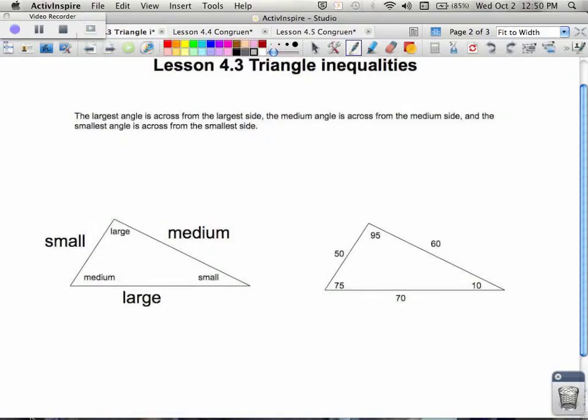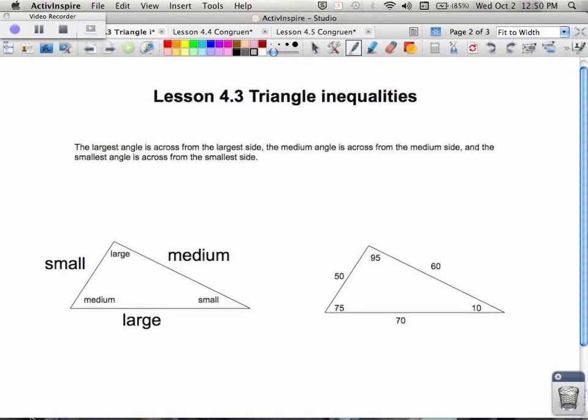Something that's kind of neat about triangles is things are relative. In triangles, the small side will always be across from the small angle. The medium side will always be across from the medium angle, and the large side will always be across from the large angle. If we look to the right, we can see this same scenario with numbers involved.